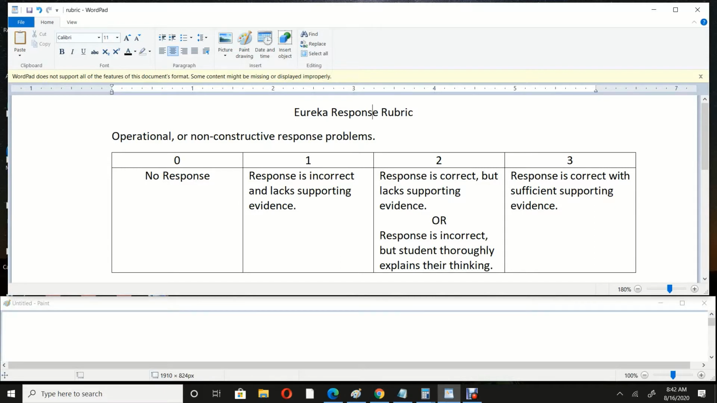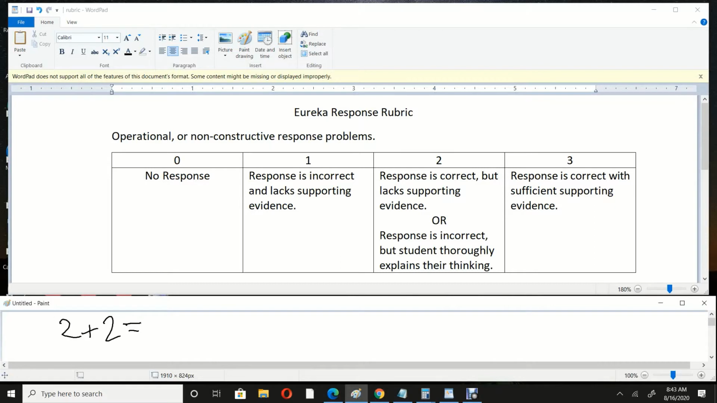So I wanted to start by talking about the operational or non-constructive response problem. Okay, so these are your problems like 2 plus 2, okay? There's not a word problem involved with that. So it's not saying Jake has 2 buttons and he found 2 more. It's just asking you to add 2 things up. So how would I respond to a problem like this?